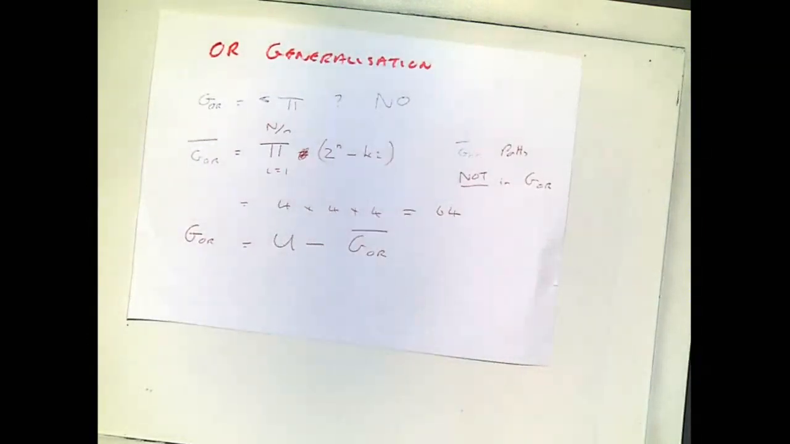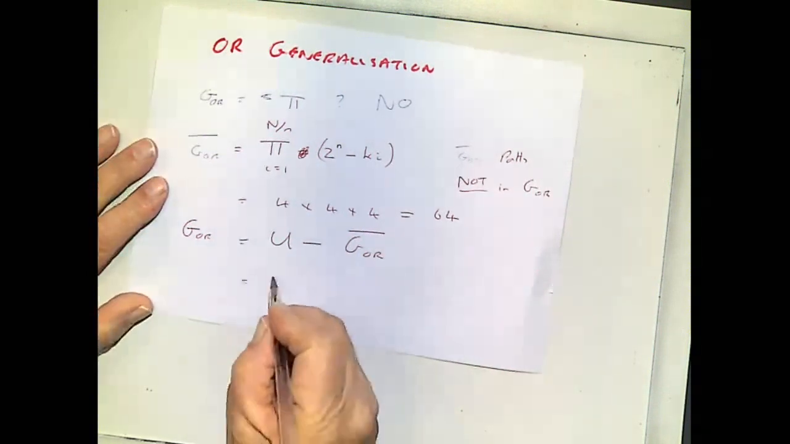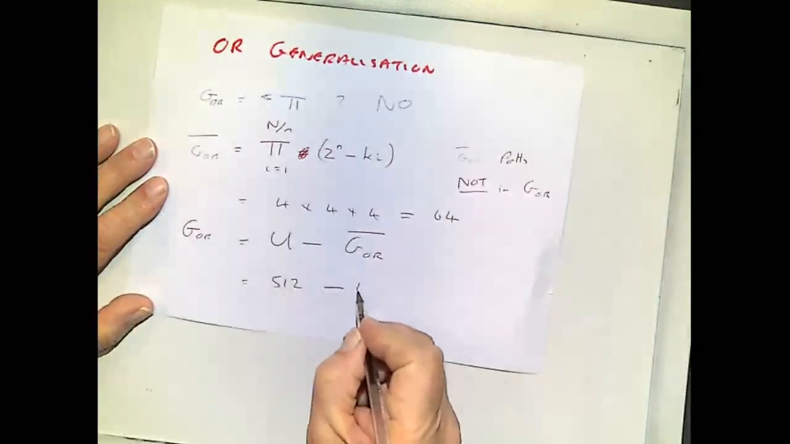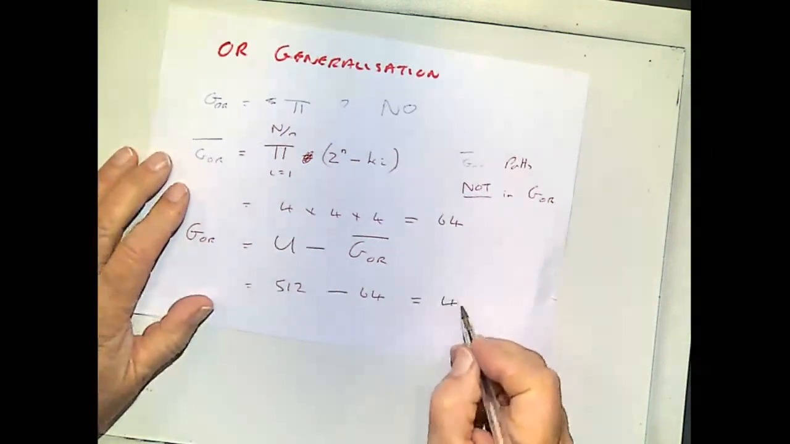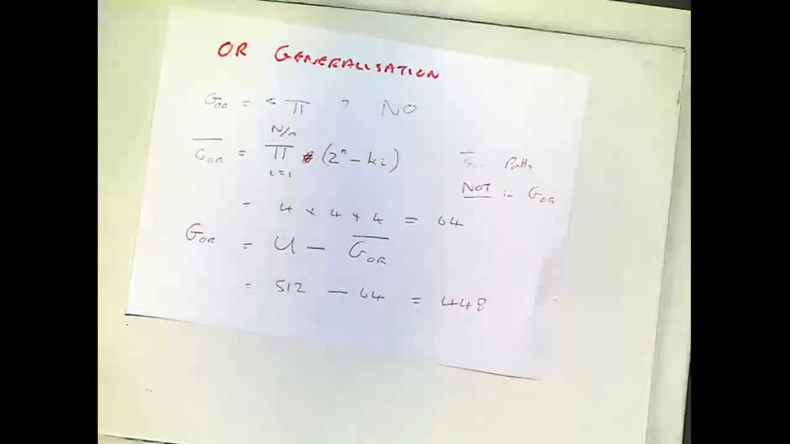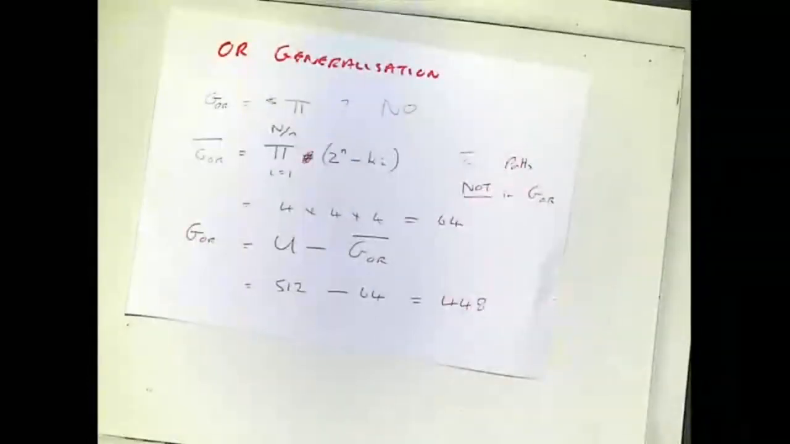And remind me, for a 9-pixel image, what was U? 512. So GOR in this case is going to be 512 minus 64, and that is going to be 448, somebody says. Huge generalization. In fact, that's half the universe in this particular case. So it looks as if that is going to be excessive generalization.